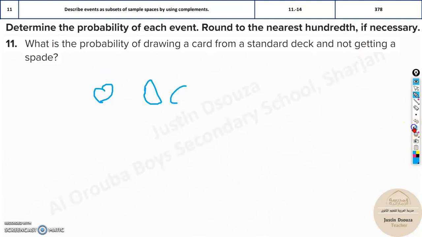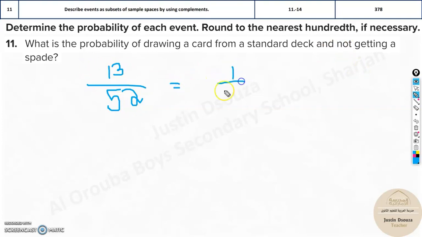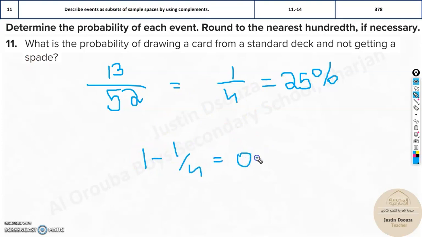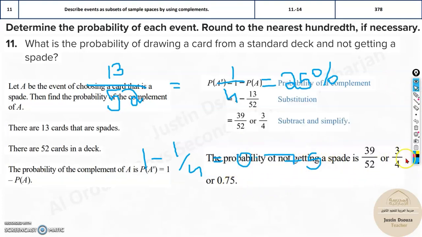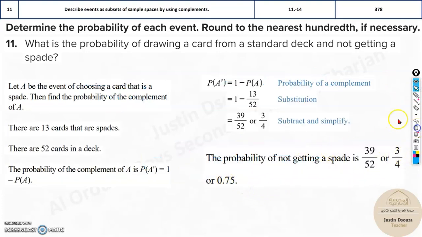Instead of that, let's find the probability of getting a spade. There are 52 total cards. How many spades are there? Each suit is 13, so it is one suit out of 4, 1/4. 25%, or 0.25, is the probability of getting a spade. Not getting a spade would be 1 minus 1/4, that is 0.75 or 75%. The final answer will be 3/4, 75%, 0.75.